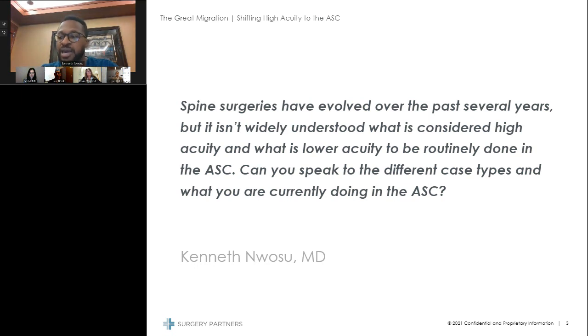There are cases that should not be performed in the ASC, and mostly these are cases where patients are critically ill and where patients are consuming a significant amount of opiates, in cases that may take a longer period of time. So those are the cases that I'm currently doing in the ASC.